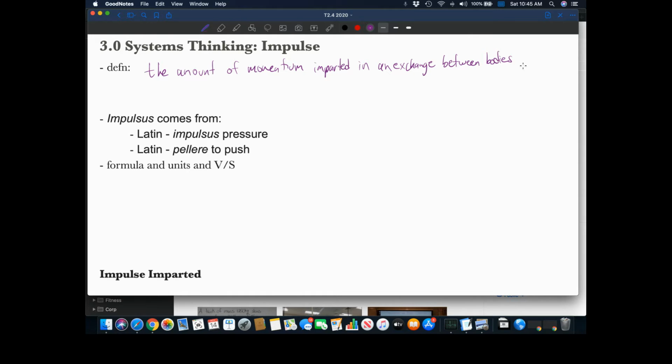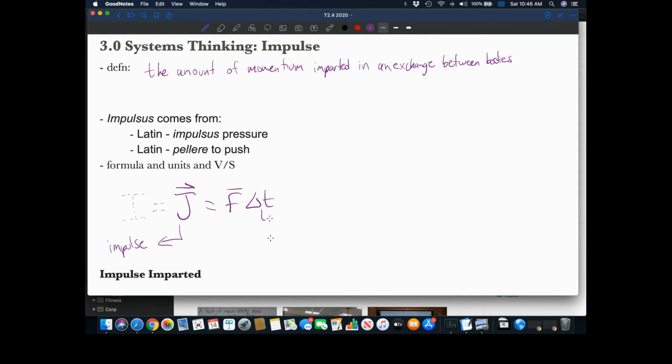Now the formula is J equals F bar delta t. Now the J, of course, is the impulse. You might find in other sources that impulse is I. The convention I will use is J, but I you will see just as frequently as J. In this particular case, it is a vector quantity.